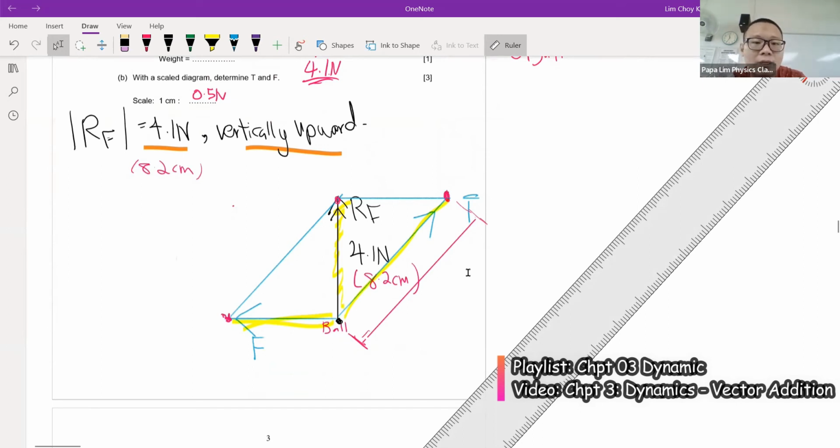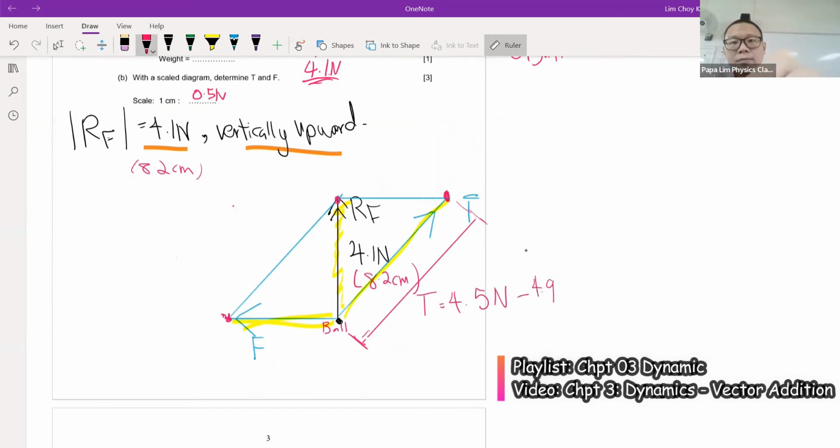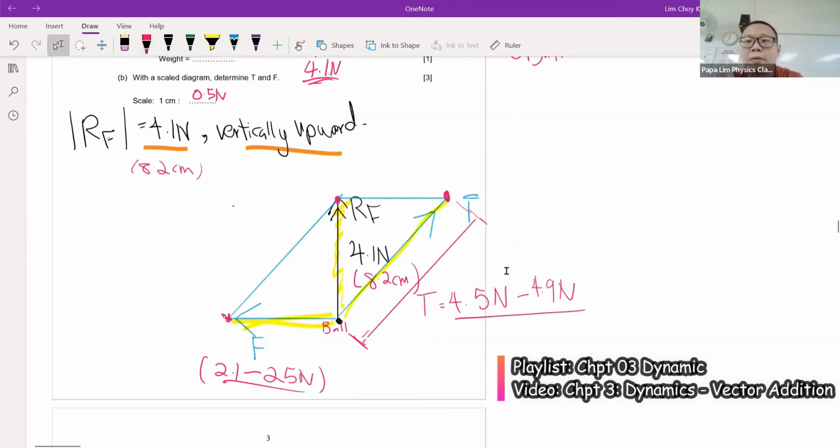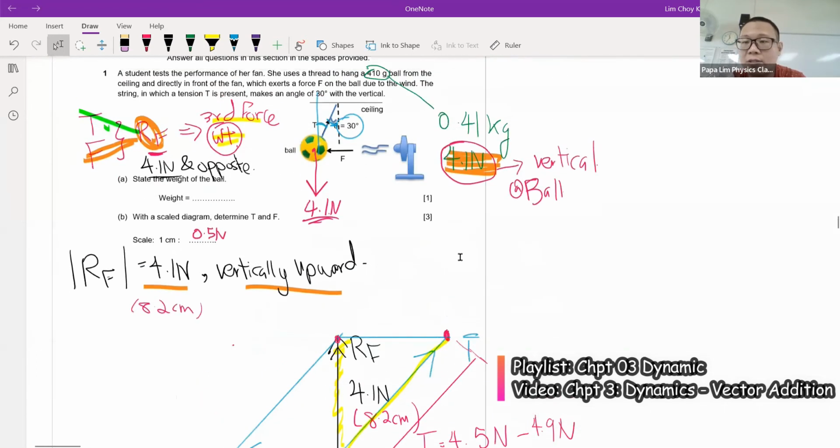So if you do it correctly, the magnitude for T will be in the range of 4.5 Newton. Maximum I'll go is 4.9 Newton. The maximum of F will be 2.1 Newton to 2.5 Newton. So this is the range for F. And same thing, I want to repeat again, you might want to measure the length of F and T to get the magnitude for these two forces.